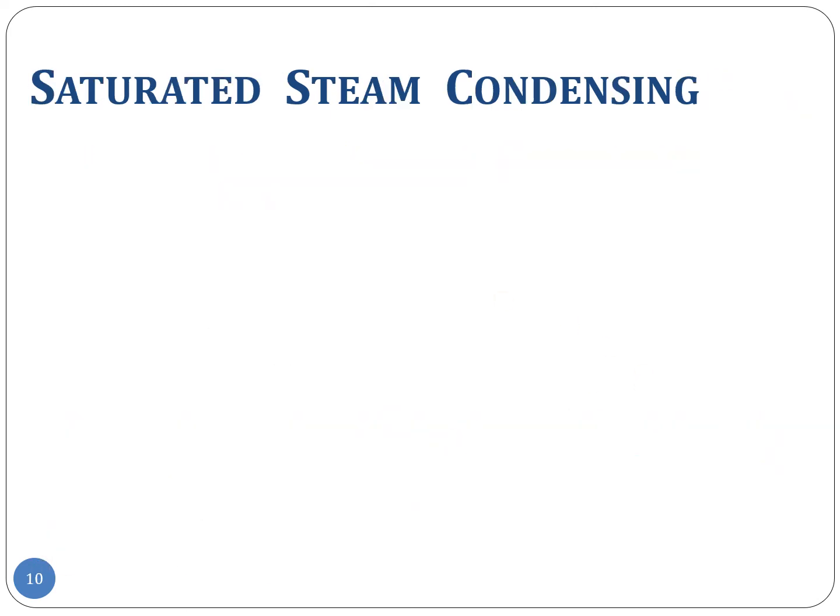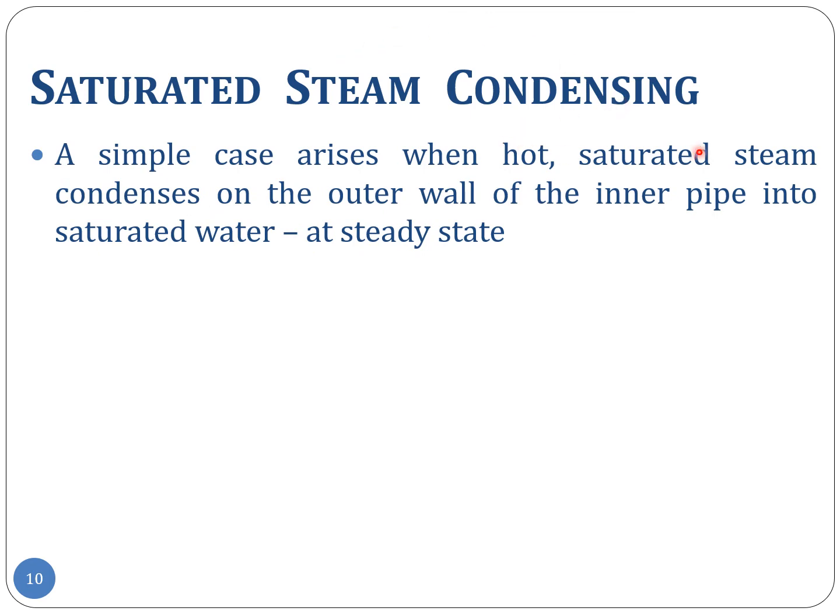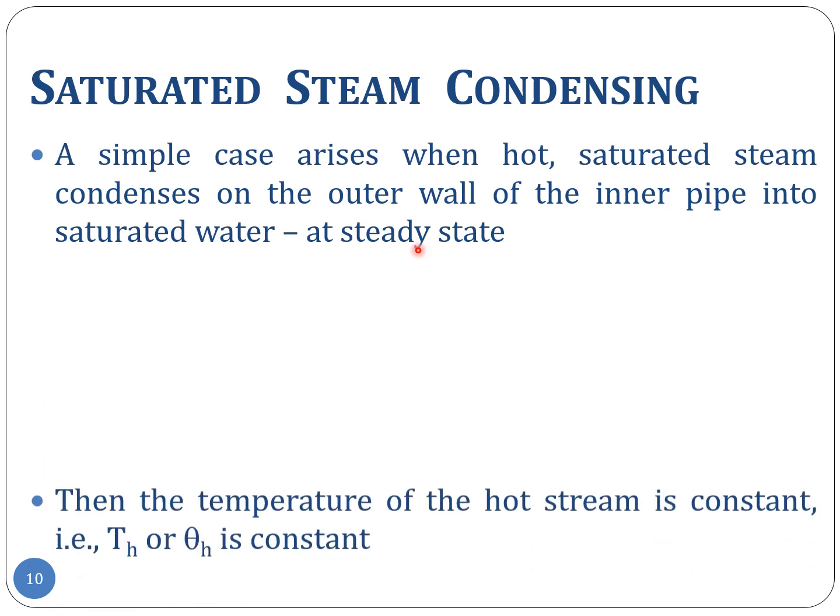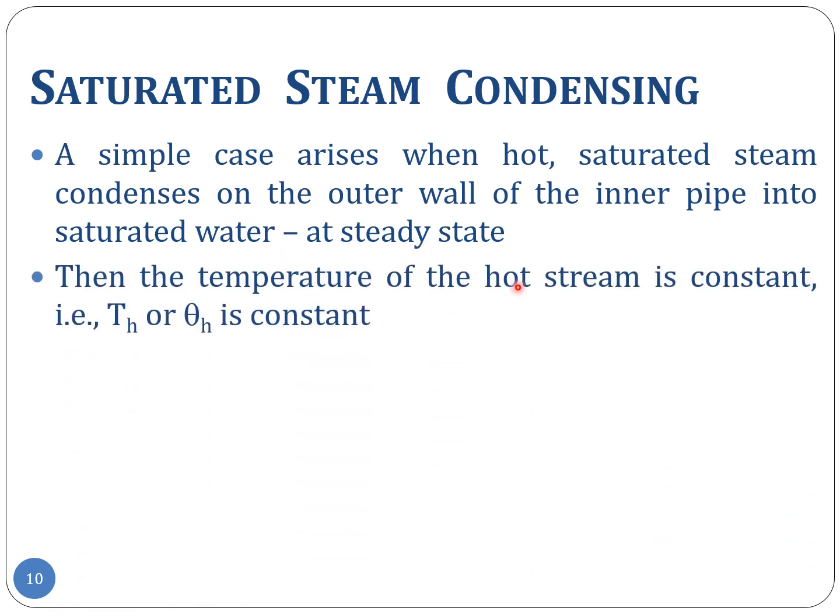So a simpler case, a model case, arises when hot saturated steam condenses on the outer wall of the inner pipe, meaning the inner pipe of the annular region, right? At the surface of that outer wall of the inner pipe, saturated steam condenses into saturated water, and we consider steady state. So in such a situation, the temperature of the hot fluid is constant. So TH is constant, theta H is also constant.